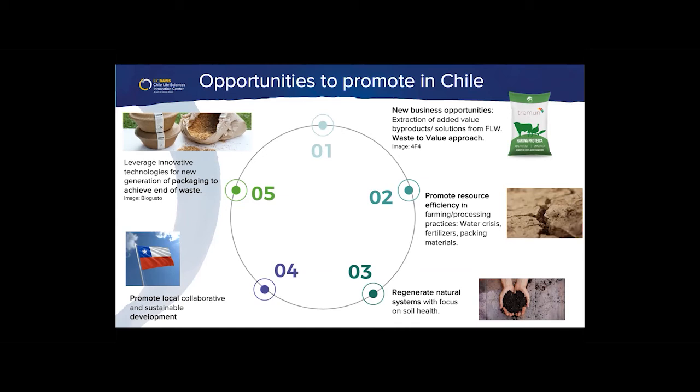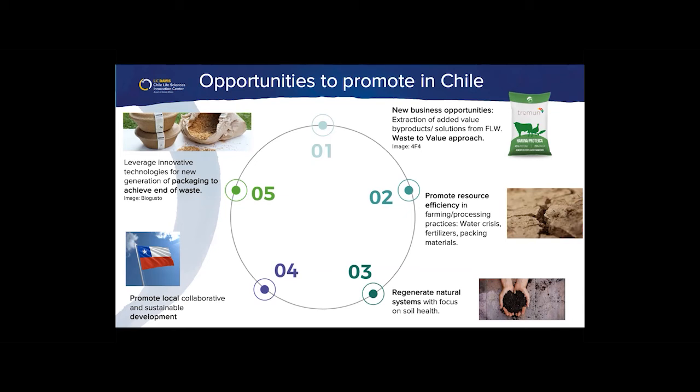This is an example of an added value animal feed product from Chile, from the company Food for the Future, that is producing feed for fishes and for cattle, starting from agricultural and organic waste. So this is just an example of those new business opportunities that are already happening. Number 2 is the opportunity to promote resource efficiency in the farming and processing practices. This is related to our wider water crisis situation in the country. And also, how can we be more efficient in the fertilizer use? How can we produce more with less?